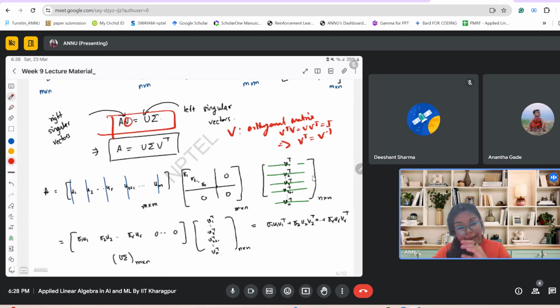So A is equal to U sigma V transpose, which is the singular value decomposition, where U is the eigenvectors of A A transpose, and V is the eigenvectors of A transpose A. I hope this is clear, and how this comes, let us see through the derivation.